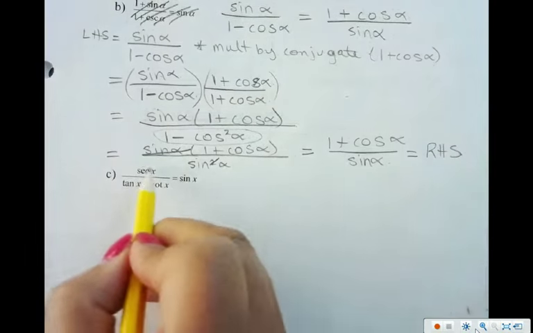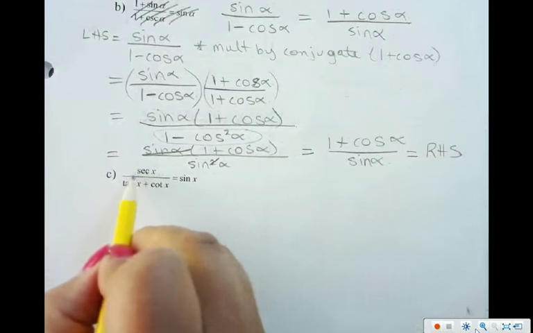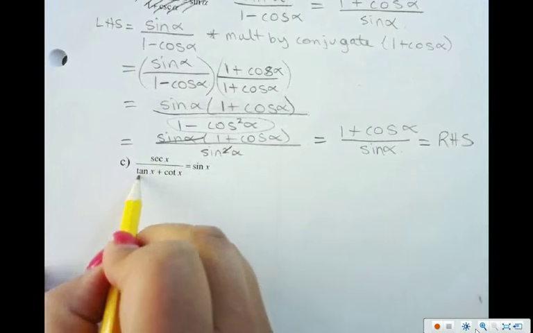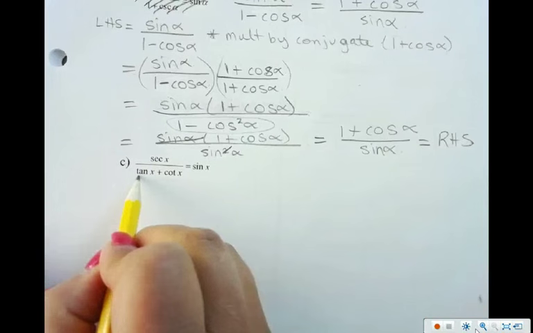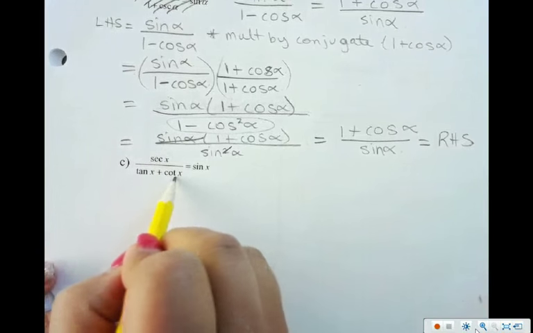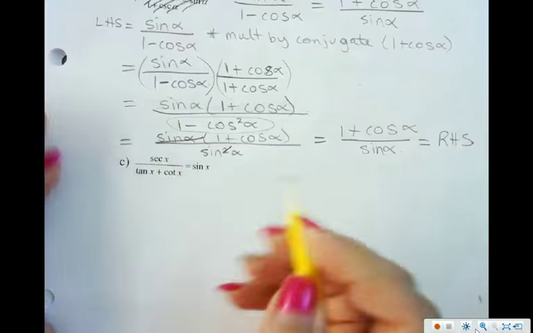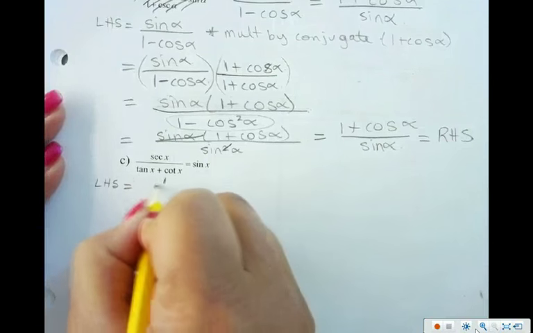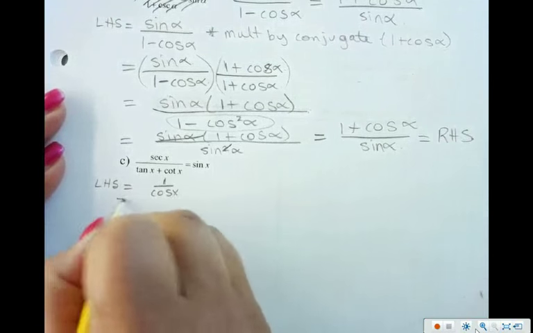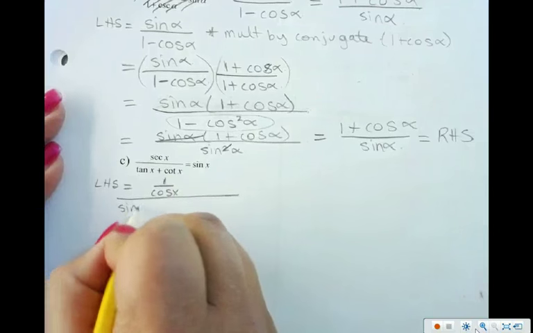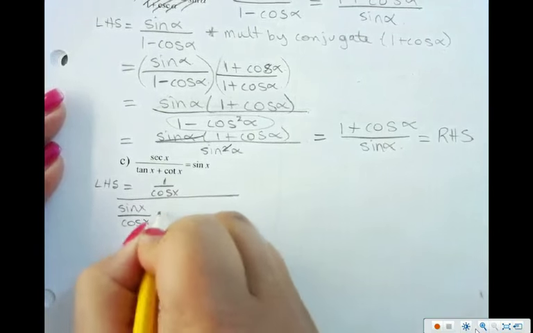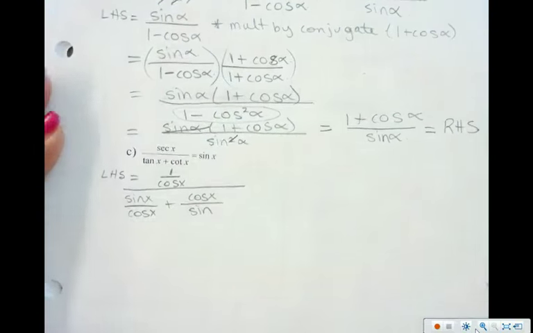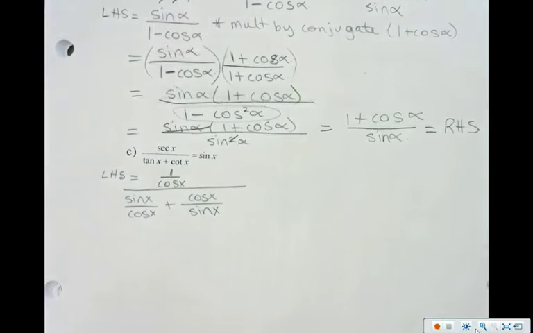All right. So now for this part C, what am I going to do with secant? I'm going to rewrite it as 1 over cos. I'm going to rewrite the tan as what? Sine over cos. I'm going to rewrite this cotangent as cos over sine. Okay, so let's see what happens. So left-hand side is 1 over cos, and then this is sine over cos plus cos over sine. And now, don't forget my x.